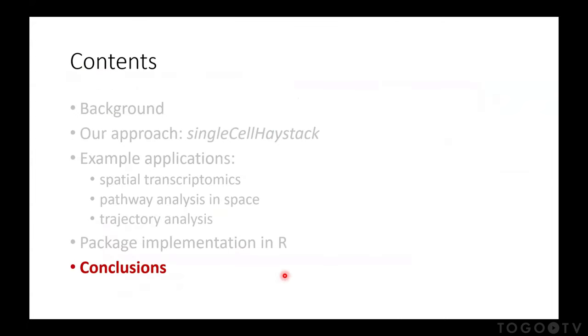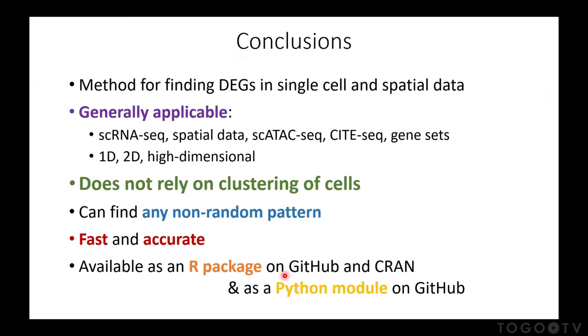So as a conclusion, we made a method for finding DAGs in single cell and spatial data. So it's relatively generally applicable. It doesn't have to be single cell data. It doesn't have to be spatial data. It could also be like single cell ATAC-seq data or CITE-seq data or gene sets.